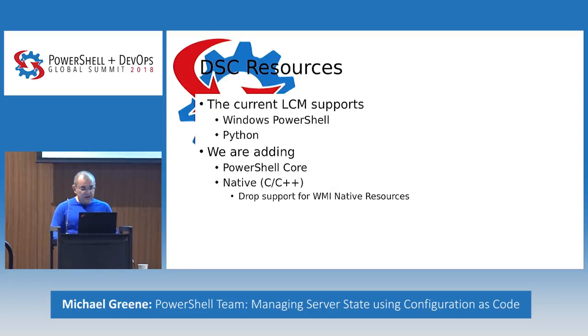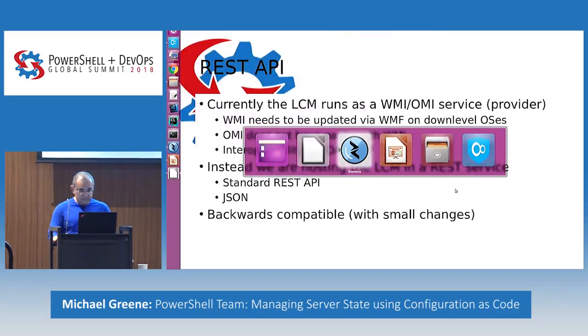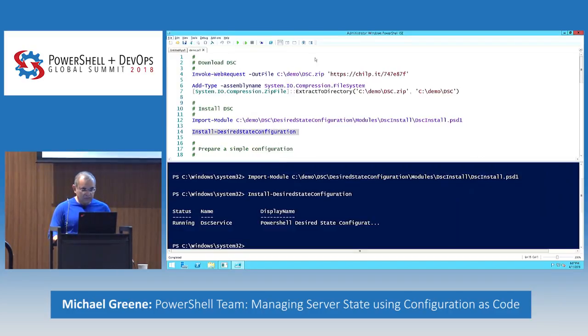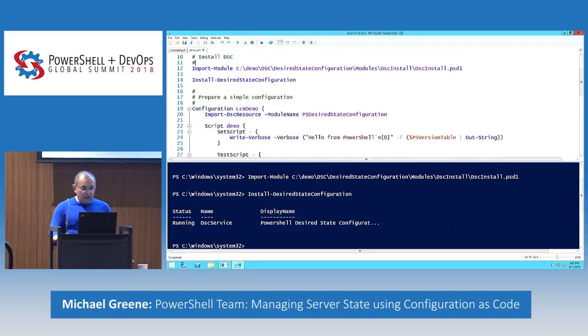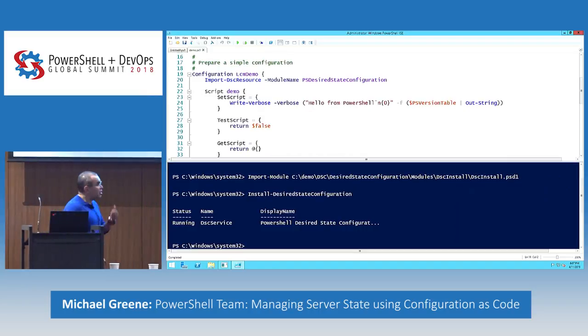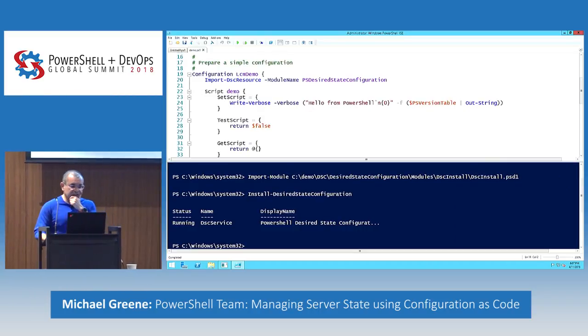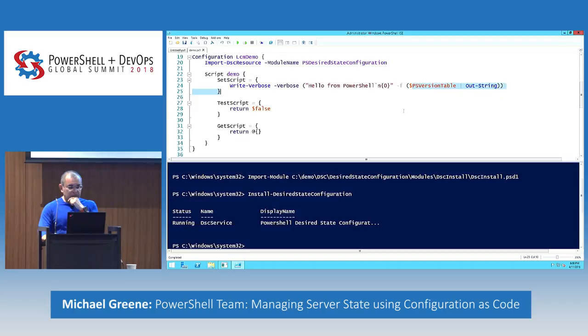Now let's talk about DSC resources. I'm going to use this very simple configuration. It's just running a script, doesn't do anything useful. As part of that script, I'm outputting a verbose message with the PS version table, and nothing else.